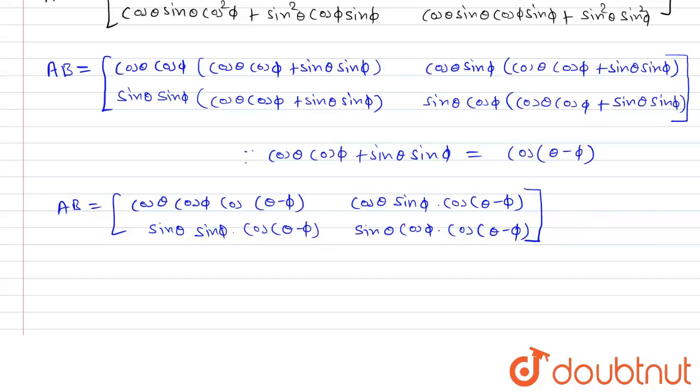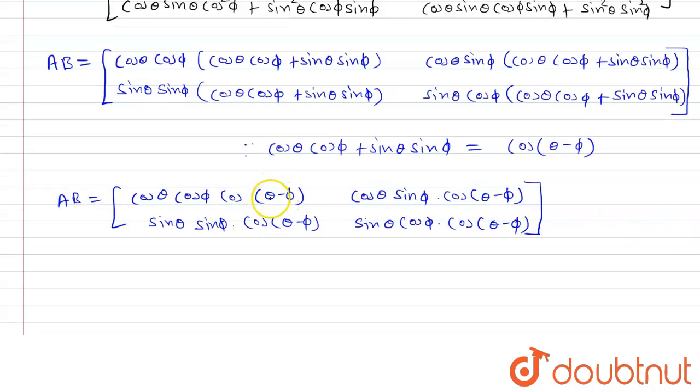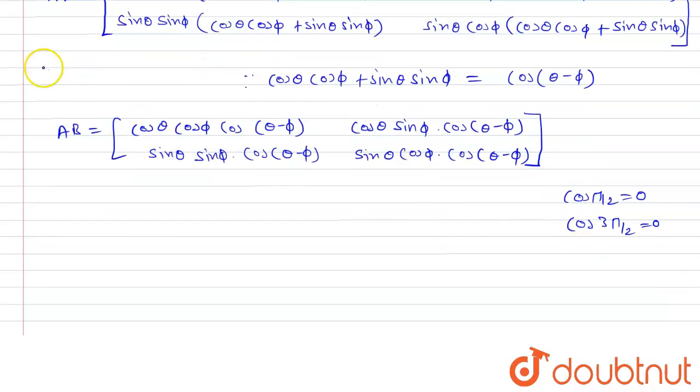Now, if we clearly see here, if theta minus phi becomes pi by 2, 3 pi by 2, 5 pi by 2 or any odd multiple of pi by 2, then cos of it will be 0. We know that cos pi by 2 is 0, and similarly cos 3 pi by 2 is 0. So from there we can say that cos (2n plus 1) pi by 2 is 0.